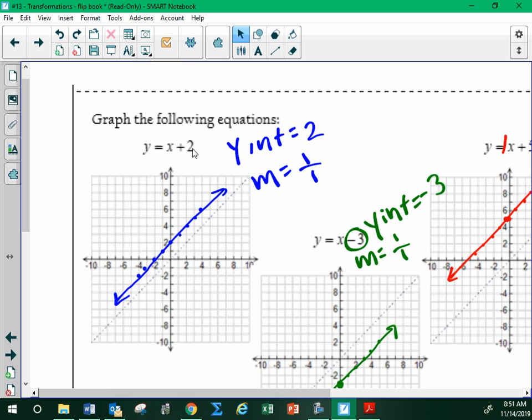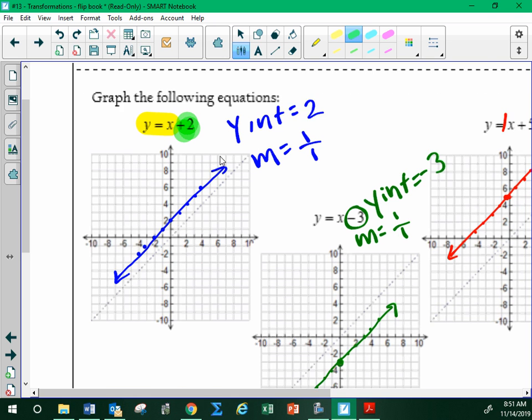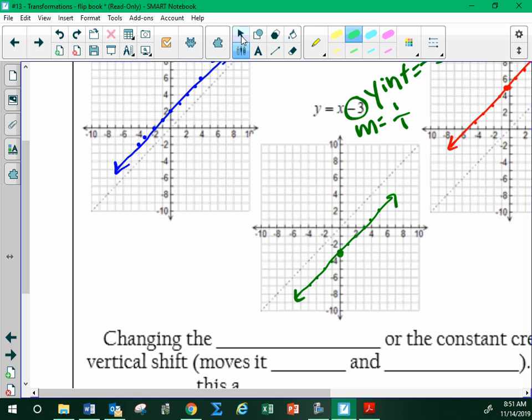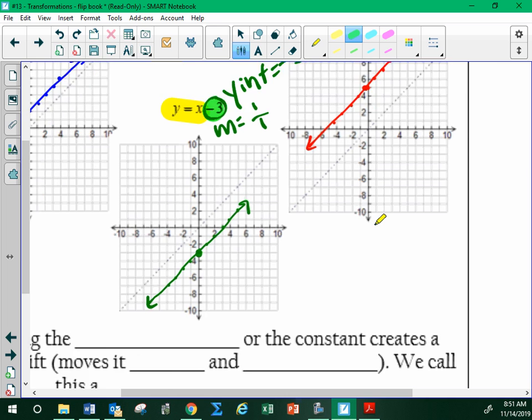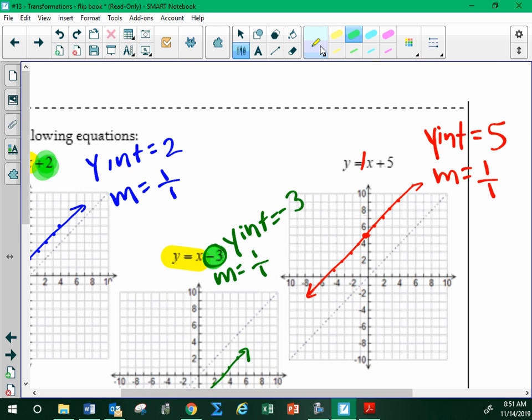Notice my y-intercept was +2, so I have my original parent graph, and then what did we do? We added 2 to it. So we went up 2. Let's check out over here. Again, my original parent graph. If I take that there in the middle, I can go down 3, and that's my equation there. So if I look at my equation, I have the original parent graph, and then what did I do? I subtracted 3, so that's down 3. And same thing over here. Here's my original parent graph, and then what did I do?